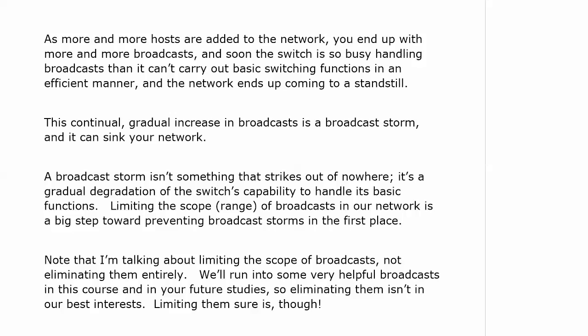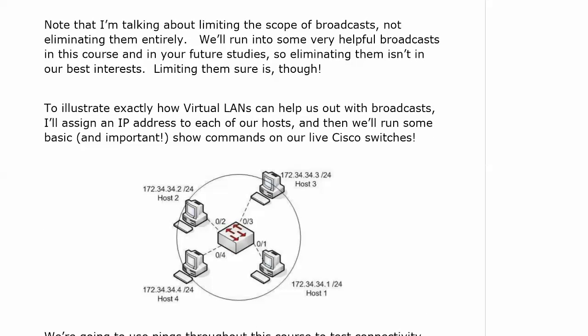Now, to illustrate exactly how virtual LANs are going to help us out with broadcasts, we're going to run this particular lab. You might want to jot down this IP address range, because I'm going to set up a lab where we've got 4 hosts connected to our Cisco switch. Host 1 is on port 1, host 2 is on port 2, and so forth. And I'm using the 172.34.34.0/24 range of addresses. If you're not familiar with that /24 yet, if you haven't watched that part of the course, that's fine. The key is they're all going to be on the same subnet.